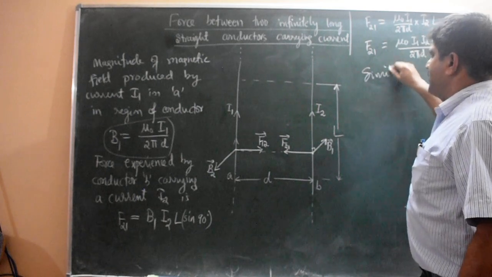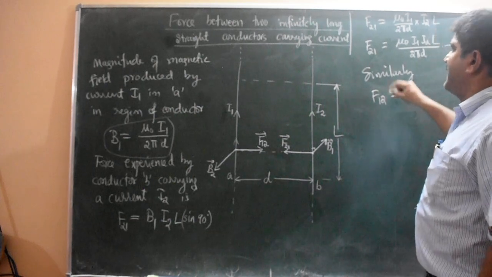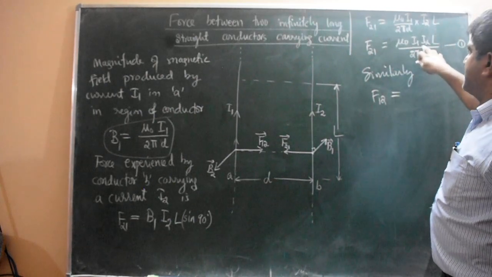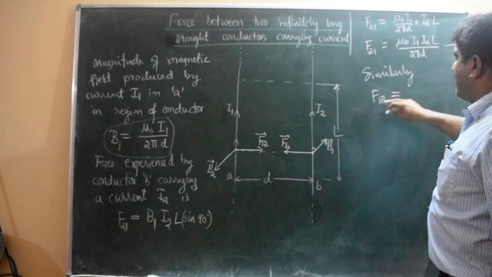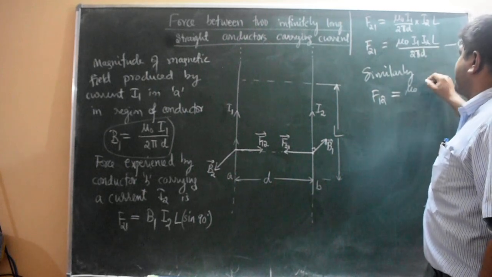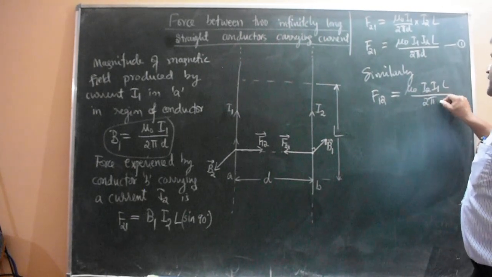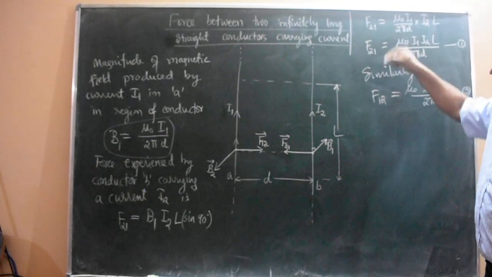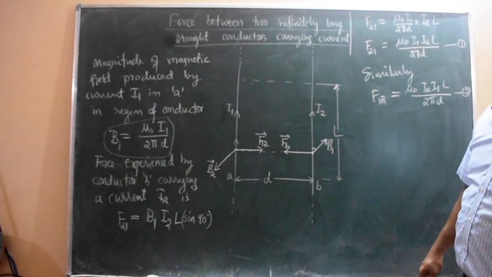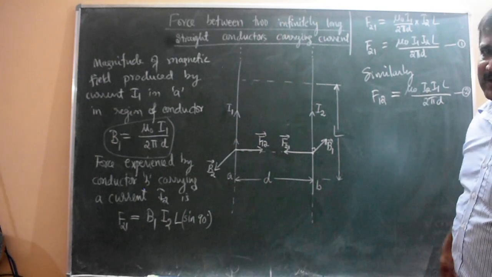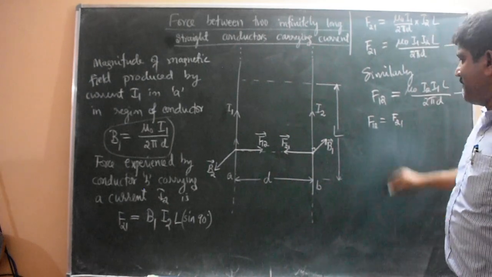Similarly, just look at the expression. F21 is mu naught I1 I2 L divided by 2 pi d, whereas for F12 we just reverse the terms I1 and I2. So I2 into I1 into L divided by 2 pi d. This is equation 2. From equations 1 and 2, I1 into I2 is I2 into I1, so it doesn't matter. Therefore F12 equals F21 in magnitude.